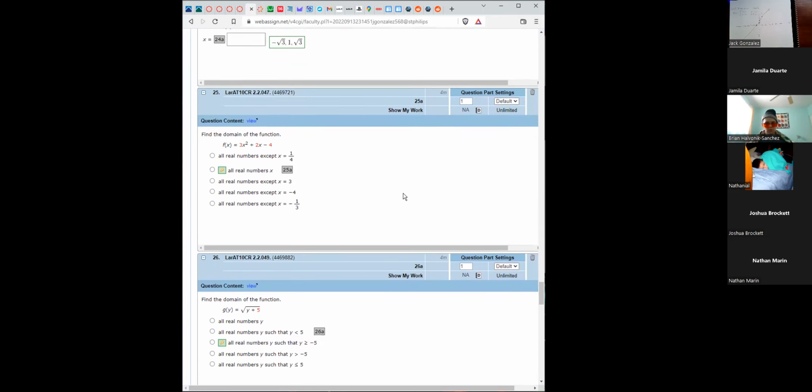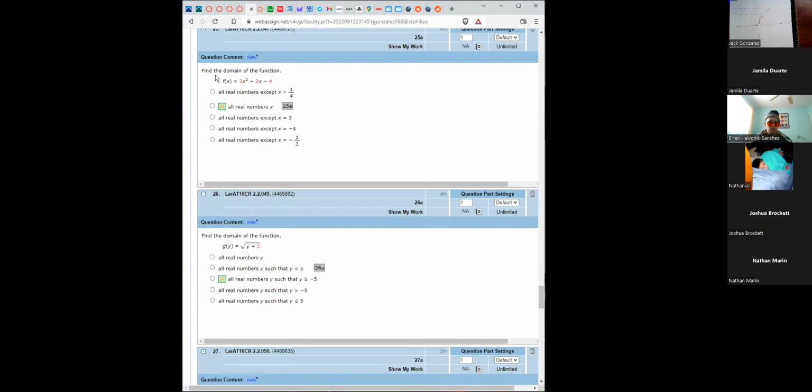Okay, let's talk about domain. Remember we said domain is a set of inputs. So they want to know what are all the input values of this function? In other words, what is everything you're allowed to plug in without any issue? That's the easiest way to think about it so you can find them.